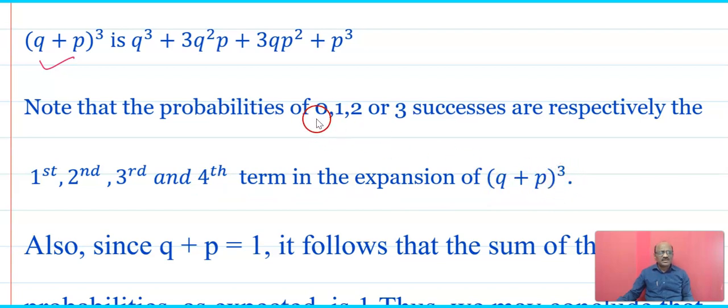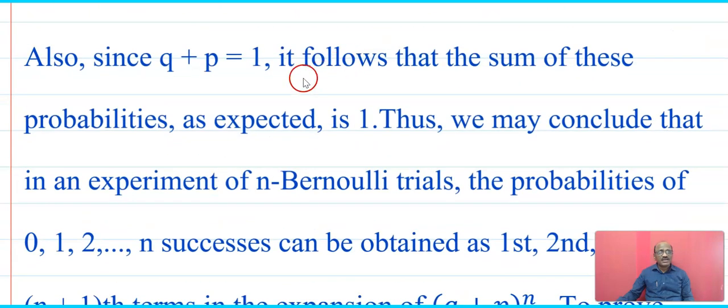What is first here? That is 0 success, means what? It is Q cube. 1 success, it means that 3Q square P. 2 successes means what? 3QP square. And 3 successes, it means that P cube. Okay. Also, we know that P plus Q is equal to 1. Since that is so, it follows that the sum of these probabilities, as expected, is 1.